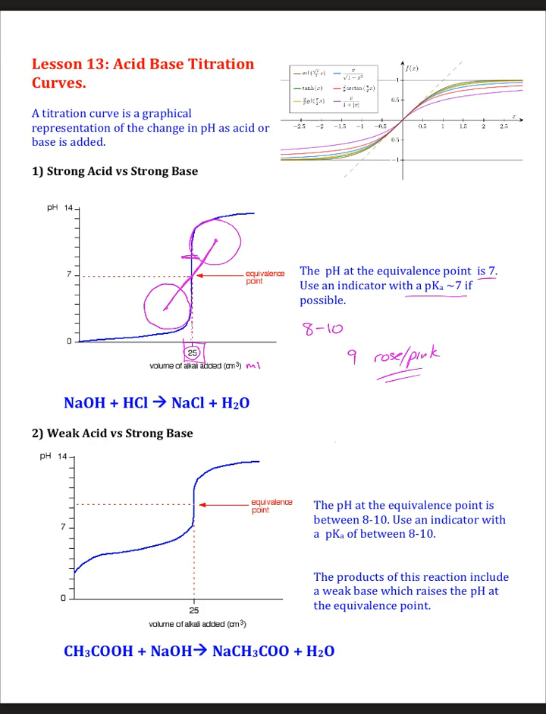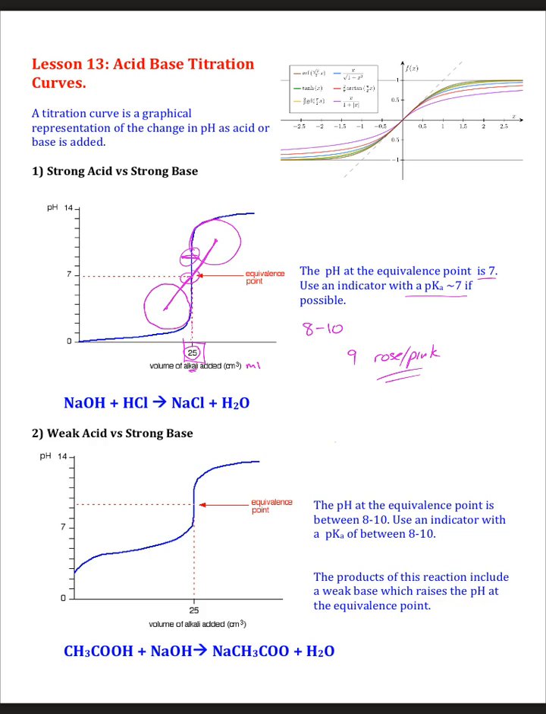Now, you might think, oh, is that a problem? Well, actually it's not. Because this graph is so steep, the difference in volume of base added between a pH of 7 right there and a pH of 9 right there is really nothing. So phenolphthalein works absolutely fine.